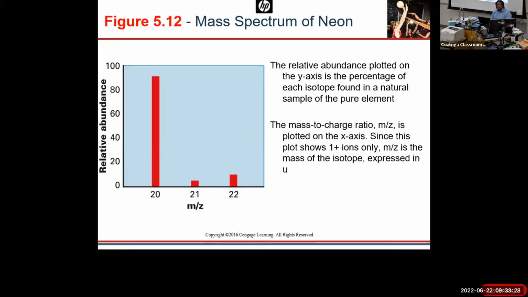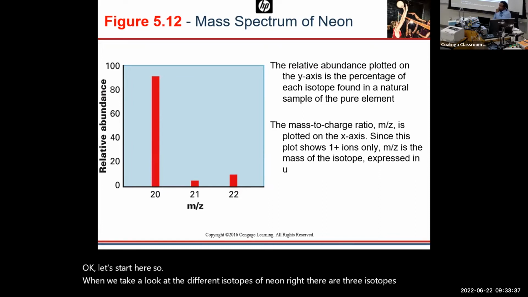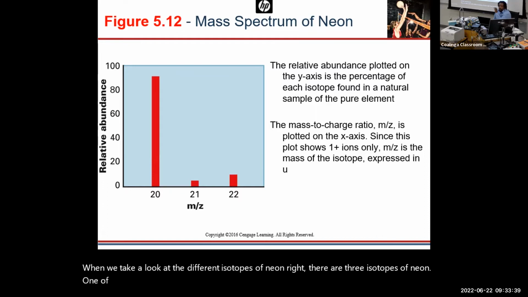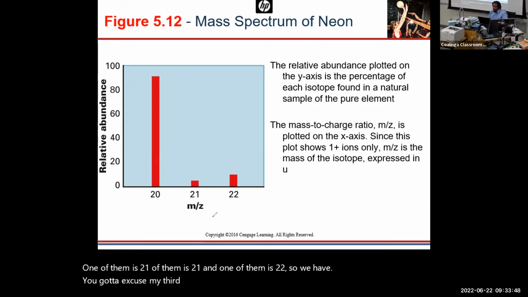Okay, so let's start here. So we take a look at the different isotopes of neon, right? There are 3 isotopes of neon. One of them is 20, one of them is 21, and one of them is 22. Excuse my 3rd grade handwriting, but we have neon 20.